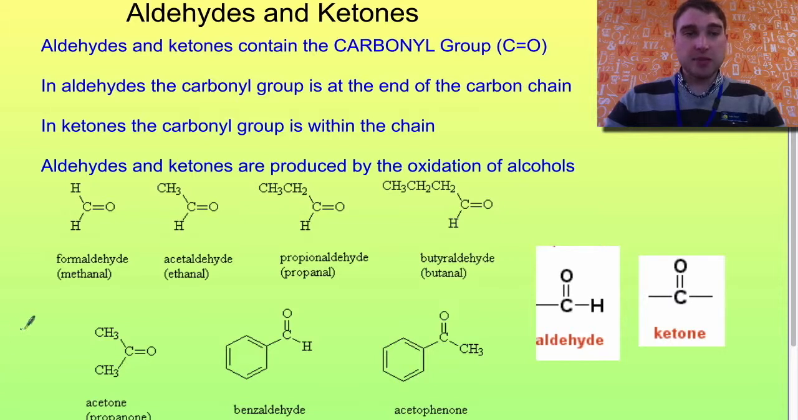We've got some examples down here. So we've got formaldehyde, whose official name is methanal. Here we've got ethanal, so there are 2 carbons, and it's still at the end of the chain. Propanal, so there are 3 carbons, but the C double bond O group is still at the end of the chain, and so on. Down here we've got a ketone, so this is propanone. The C double bond O group is in the middle, not at the end of the chain.